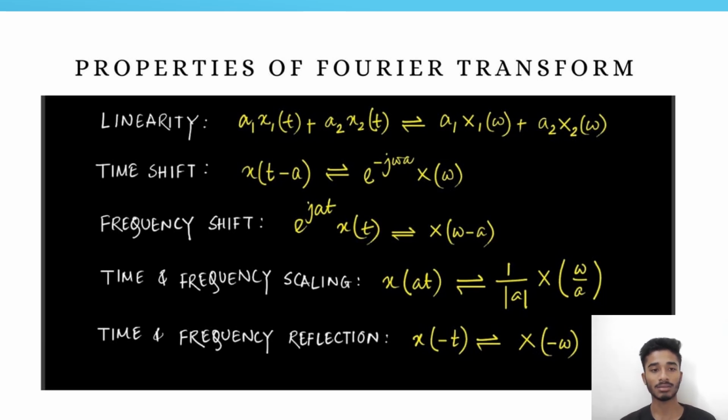So, let's discuss the first property, linearity. As you can see on the screen, the formula is a1 x1 of t plus a2 x2 of t. This symbol right here is used for Fourier transform. It is Fourier transformed into a1 X1 of omega plus a2 X2 of omega. So let me preview this property in the next slide.